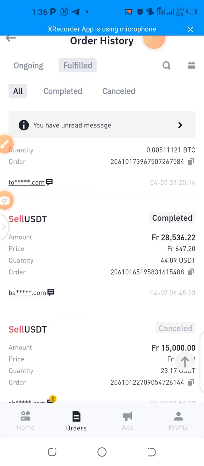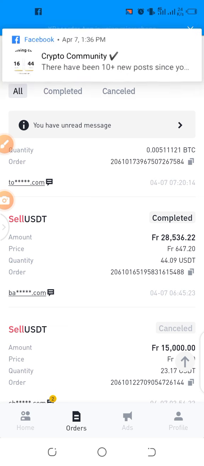So what you do, if you get that kind of situation, is simple. You just go to appeal and you get to support. You complain with all the proofs. What proof do you need? The first proof you need is a screenshot of the payment.